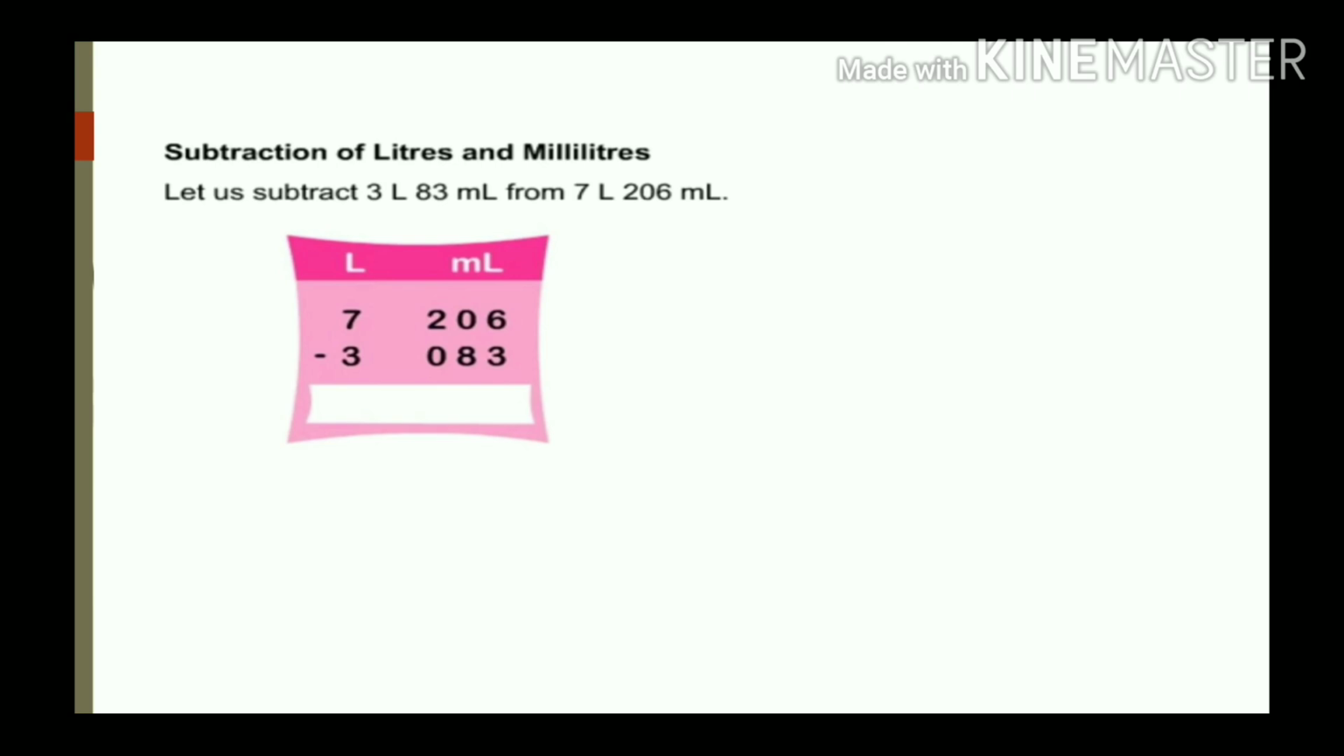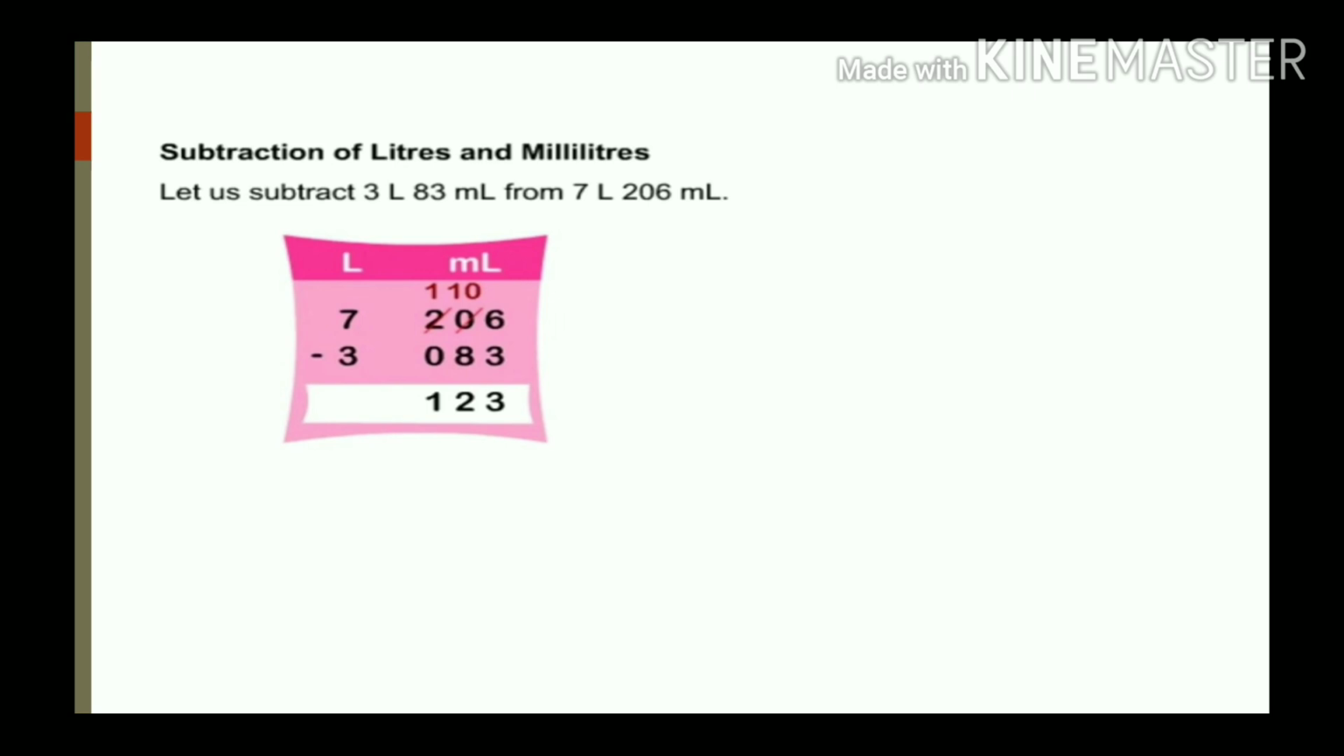So after arranging, you can see 83 has only 2 digits, and we know that in milliliter we have to write 3 digit numbers. So that's why we have to put 0 before 83 to make it 3 digit number. Okay students, now you can subtract 206 minus 83. So after subtracting you will get 123.